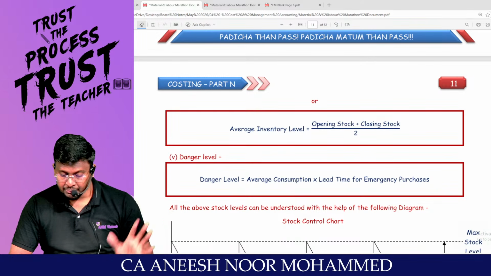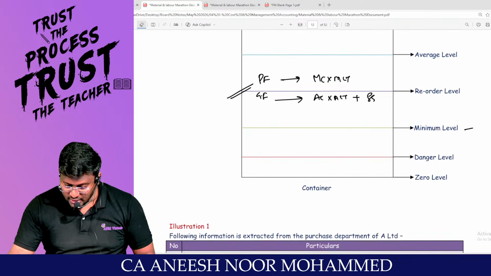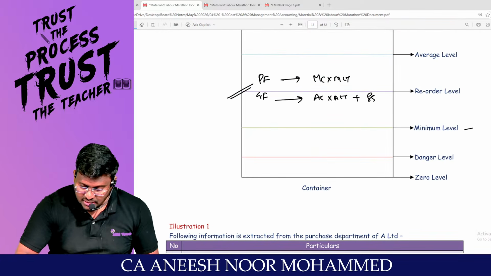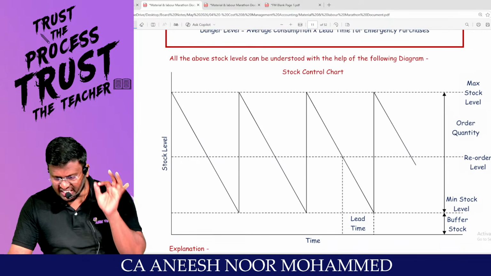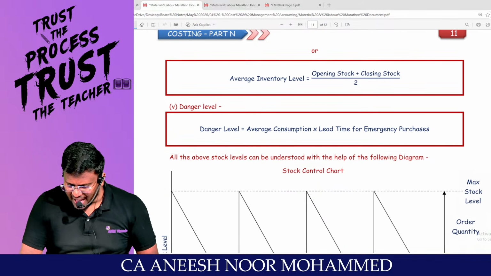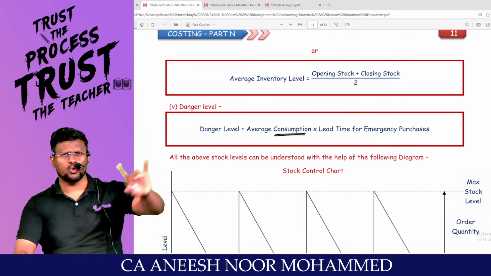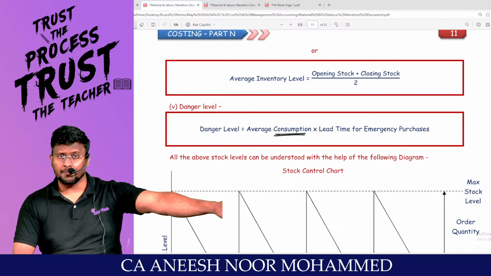Danger level. If my stores are showing this level, I will say that sir, that is danger. That is danger. Which is nothing but average consumption. I will not go into maximum consumption.